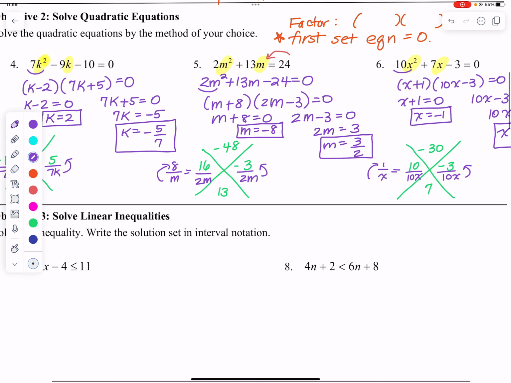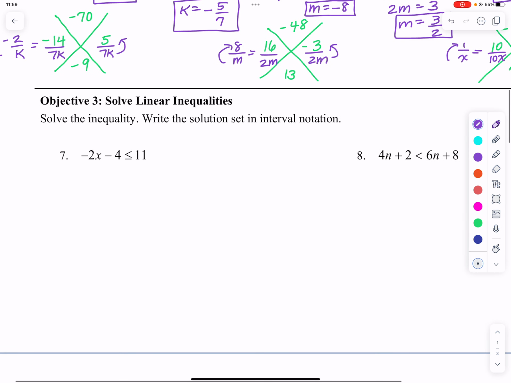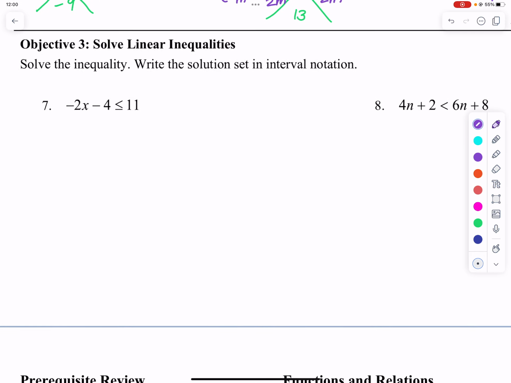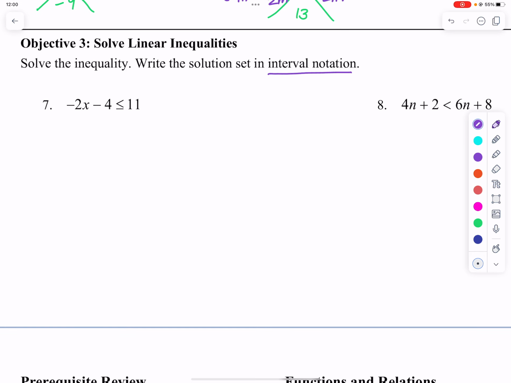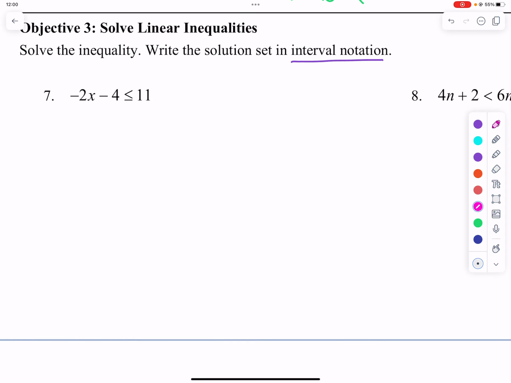Okay. Now let's talk about some inequalities, some linear inequalities. So here we have a less than or equal, and we will be writing our solutions in interval notation. So we're going to work these the same way. I'm going to add 4 to both sides, and I have a negative 2x is less than or equal to 15. And now I'm going to divide both sides by a -2. And of course, when we divide by a negative, we are going to have to reverse that sign.